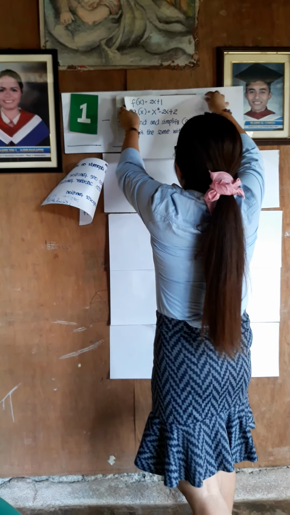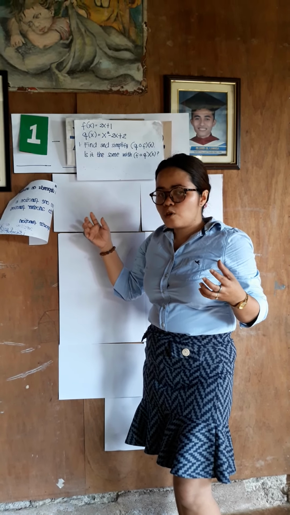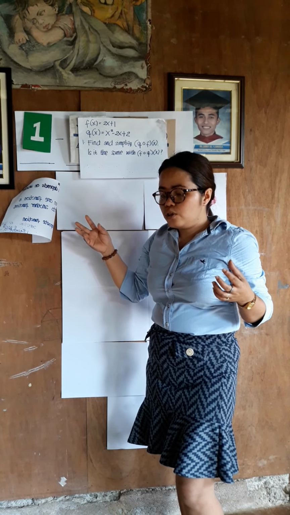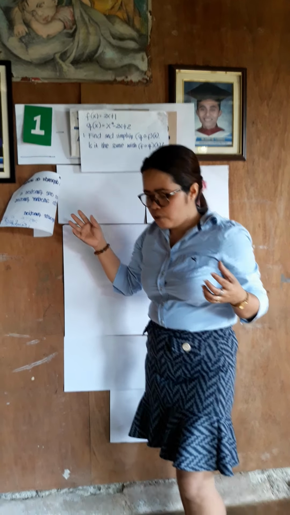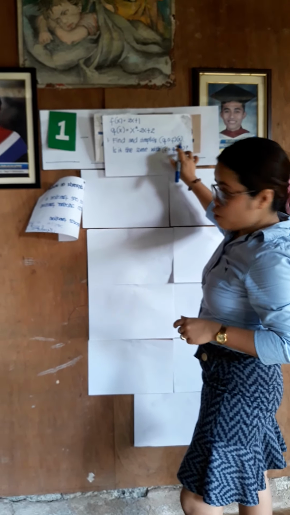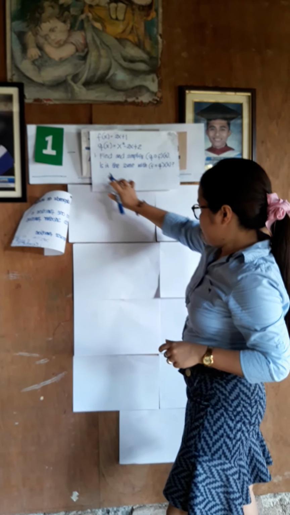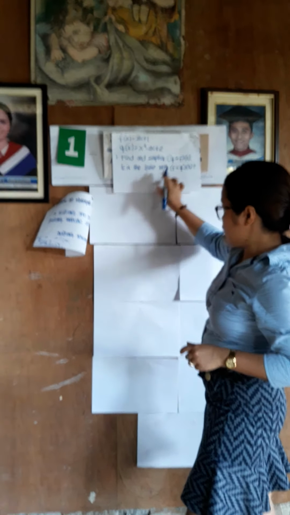I am going to solve the value of the function, where f of x is equal to x plus 1 and q of x is equal to x squared minus 2x plus 2. These are both independent functions. What we are going to do is fuse them to be called composite functions as we go on to the composition of functions. Find and simplify q of f of x. Is it the same as the value of f of q of x? Let's find out.